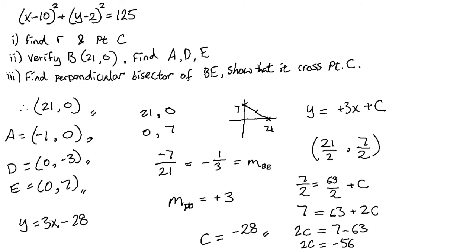So this is the perpendicular bisector of the equation, and now we need to show that it will cross point C.